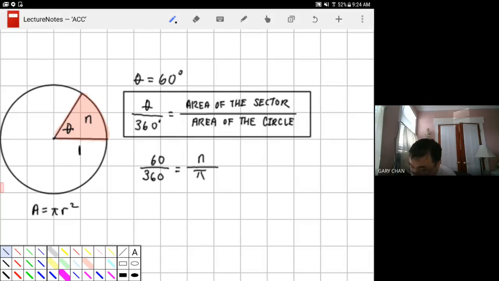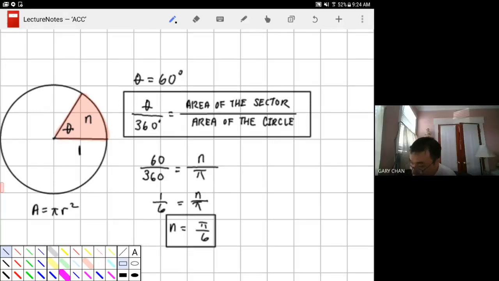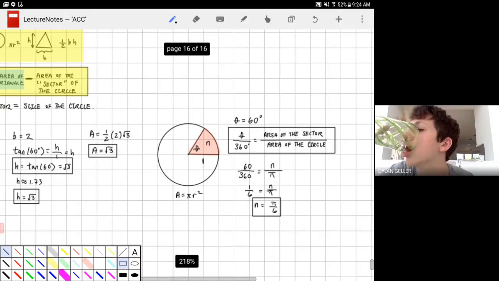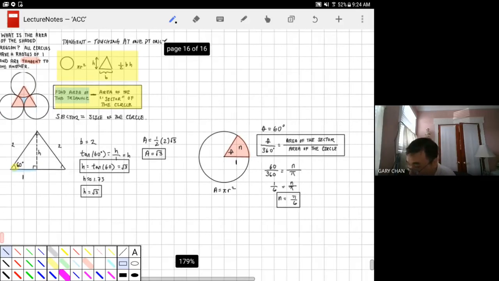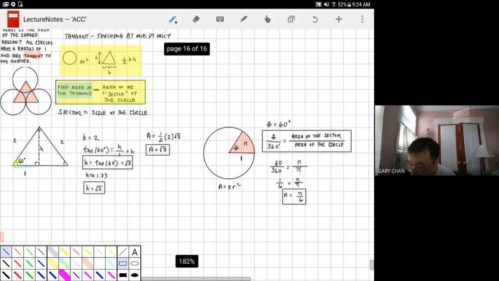So again, I need to know what is the area of that sector there, right? So 60 over 360, that's 1/6, as Emmett said a moment ago. So therefore, N will equal pi over 6. That's the area of one sector. We're almost done. We're almost in the home stretch here, guys. So N is equal to pi over 6. That's the area of one sector.